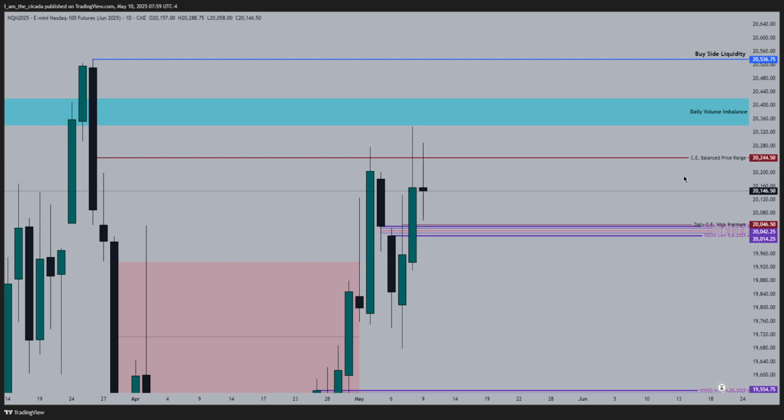Here is the daily E-mini Nasdaq futures chart, June 2025 contract. This candle here is the May 8 Thursday candle. This candle here is the Friday May 9 candle. Notice we have this new day opening gap drawn on, as well as the consequent encroachment of this premium candle's wick right there. And these arrays here were not used on Friday, but they were dabbled into during Thursday's intraday trading.